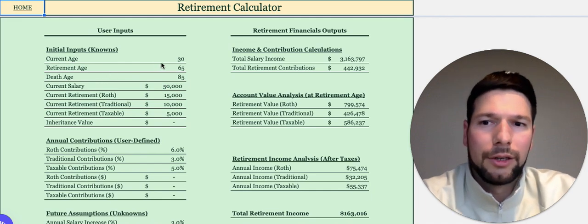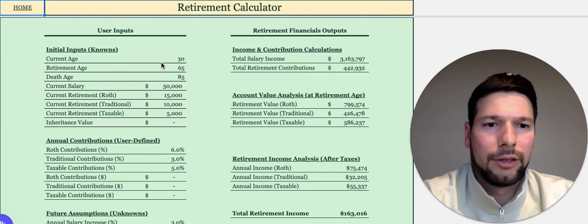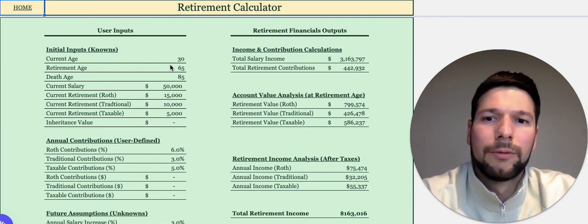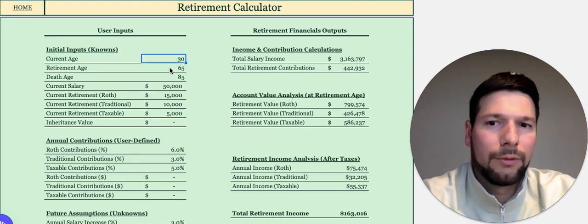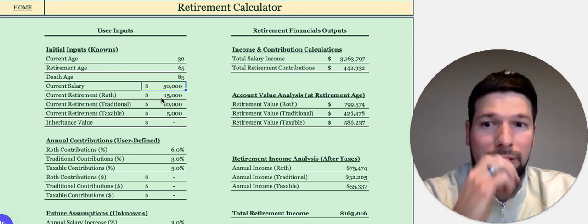So the first thing you're going to do is enter in your initial inputs. These are things that you know because it's your current state of affairs and your current plan. So what's your current age today? What age do you plan to retire? How long do you plan to live until? What's your current salary? What's your current retirement value?